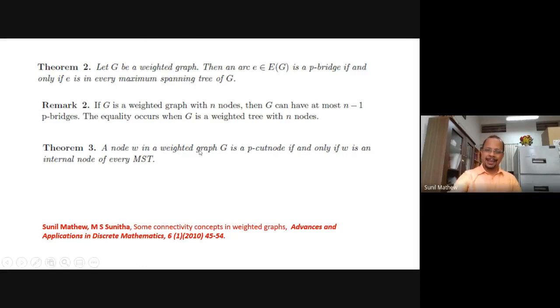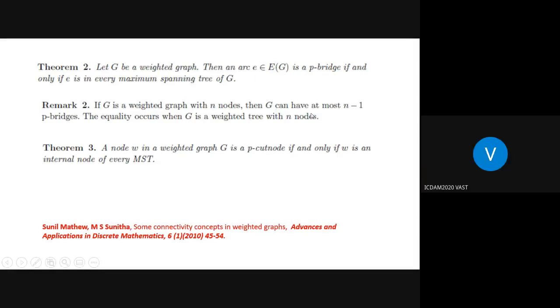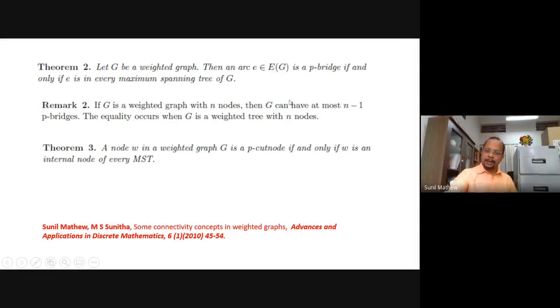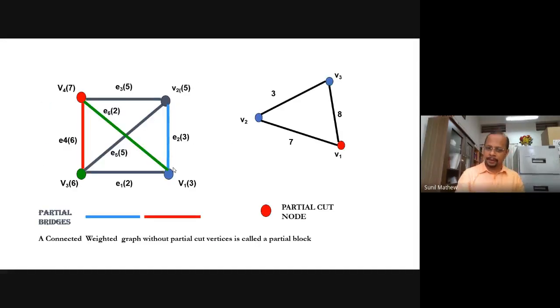If your edge is present everywhere, you can conclude that it is a partial bridge. And if G is a weighted graph, then you can have at most n-1 partial bridges. Equality occurs when G is a weighted tree. Very simple one. A node is a partial cut node if and only if it is an internal node of every maximum spanning tree. That's another definition. Very important one. Check out all maximum spanning trees. If that node is coming as an internal node, it's a partial cut node. Fine. This is an example.